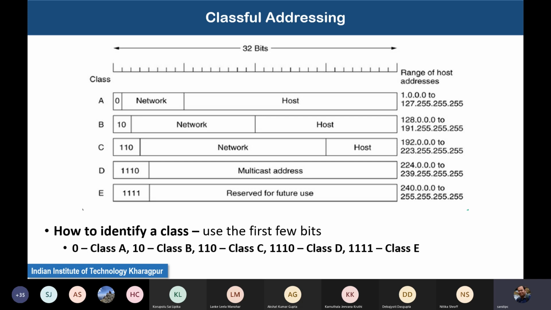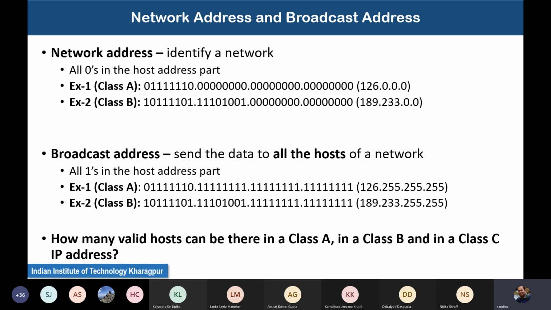So in every network IP in class A, you can have at most 2 to the power 24 minus 2 hosts. Why minus 2? Because we have two special addresses, the network address and the broadcast address. The network address is when all bits in the host address field are 0, and that address is used to identify individual networks in the internet. The broadcast address is when all bits in the host address field are 1, and that address is used to broadcast a data packet within a network so that every host in the network receives the packet.